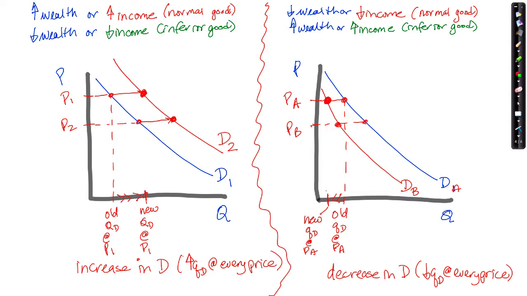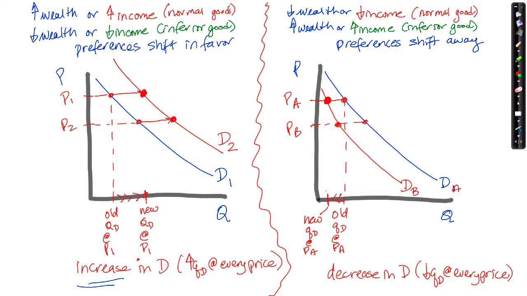Buyer preferences. If preferences shift in favor of the good, so people like it more, that's going to lead to an increase in demand. If preferences shift away from the good, so it's like, oh, that causes cancer. Maybe not. Preferences shift away from the good. That's going to cause a decrease in the demand. So lower quantity demanded at every price.